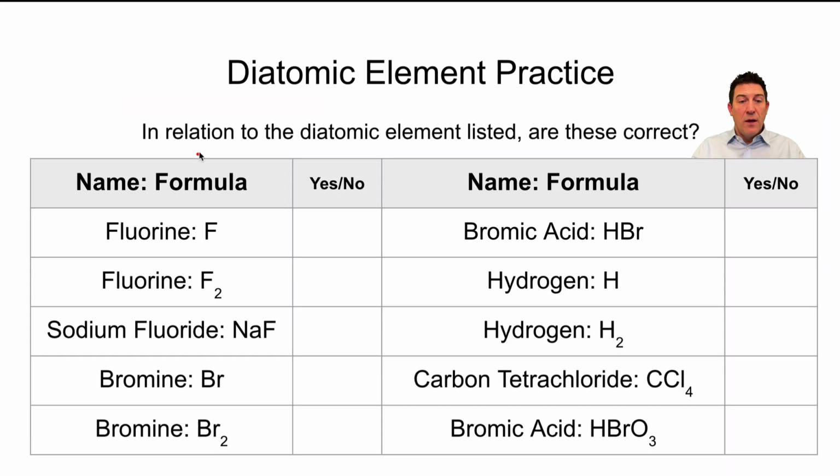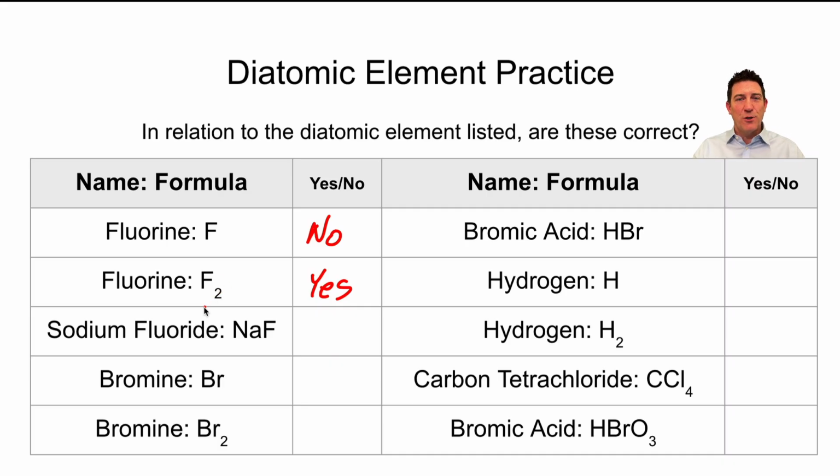Well, let's review. In relation to the diatomic element listed, are these correct? So fluorine, if I was to have fluorine in a problem, and I'm writing out a chemical equation, and I need to write fluorine in its element form, then this is not correct, because we're going to practice these in a later lesson. But if I just write F for fluorine, it's not going to work. My equation, my chemical reaction is incorrect. But if I see the word fluorine and I write F2, then yes, that is correct, because it's a diatomic element. So when I see fluorine, I'm going to write it as F2.